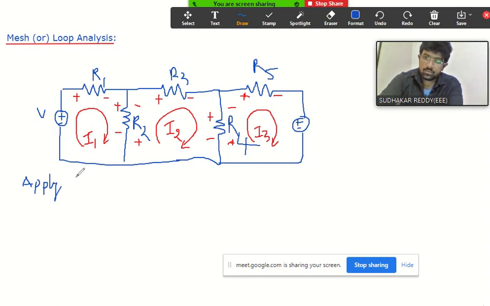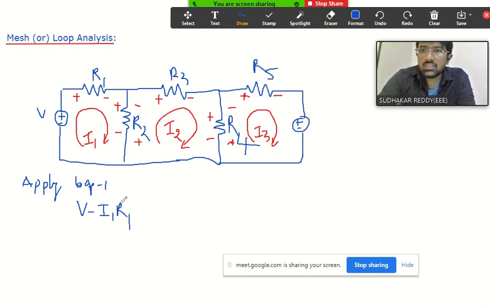Yeah, so consider loop one. I will start from here. I'm moving in clockwise direction. I'm moving from negative to positive. Negative to positive means it is positive, so V, right? Now I'm moving from positive to negative, so minus I1 R1.